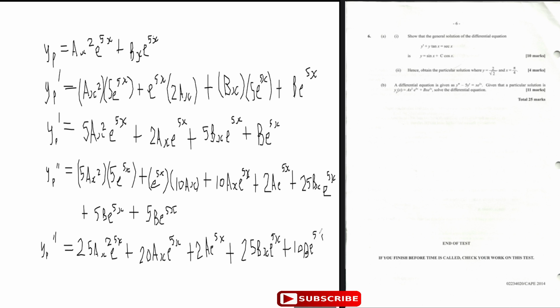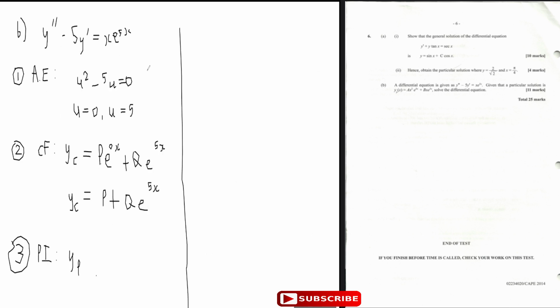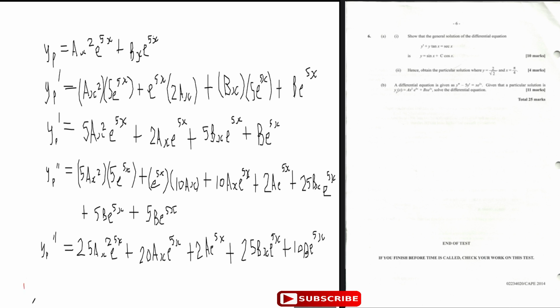Nice and easy. Now what are we going to do next? After we get this, let's look back at the question. Y double prime minus 5y equals x e to the 5x. So first we need to find out, I'm going to do it in another column, what is yp prime prime minus 5yp prime.